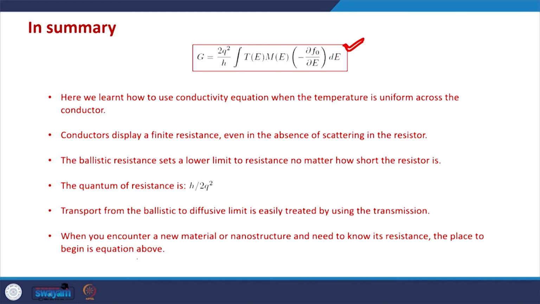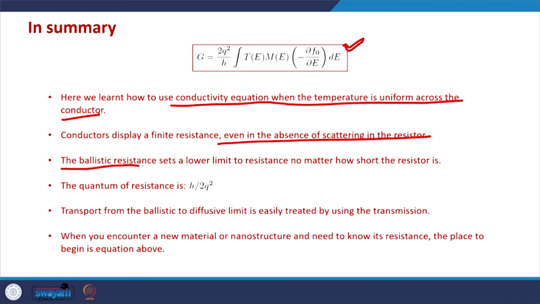Okay. Then we have seen here that conductors have finite resistance even in the absence of scattering. So, even in the ballistic case, the conductors might have finite resistance, and that is because of the scattering in the contacts. We also saw how to use the conductivity equation when temperature is uniform across the conductor. If the temperature is varying, that will result in variation in the Fermi functions, and that will also need to be taken into account. That we will see while discussing the thermoelectric systems.